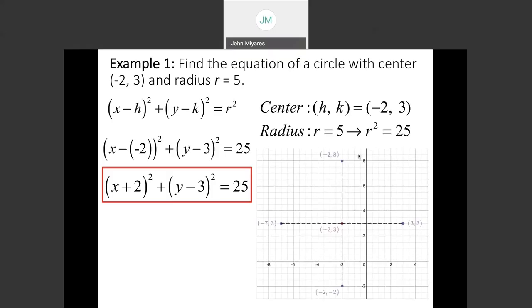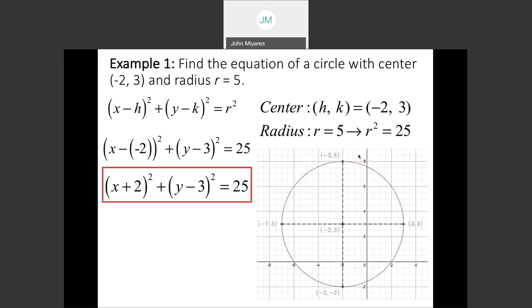I have those labeled here as the points 3, 3, -7, 3, -2, 8, and -2, -2. Once we have those 4 points in place, we can either do our best to draw the circle freehand through those 4 points, or we can use a compass. Here, I'm using the program Desmos to generate this graph. And what I notice in Desmos is that there are other points that have been identified as also being on the circle, including 2, 0, 2, 6, -6, 6, and -6, 0.